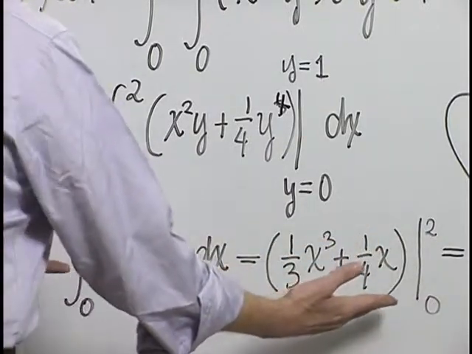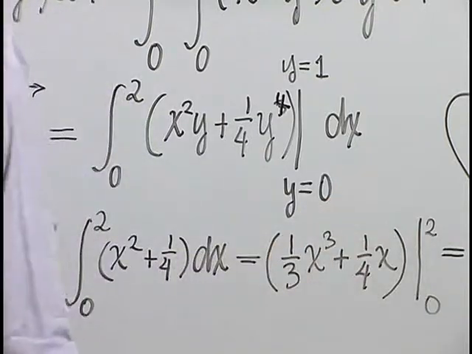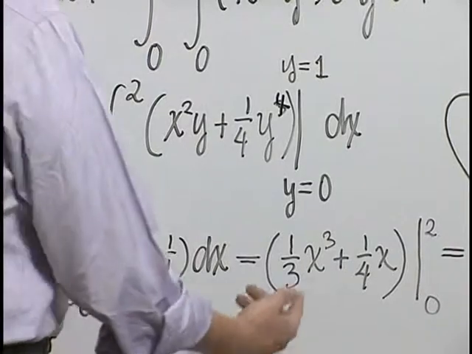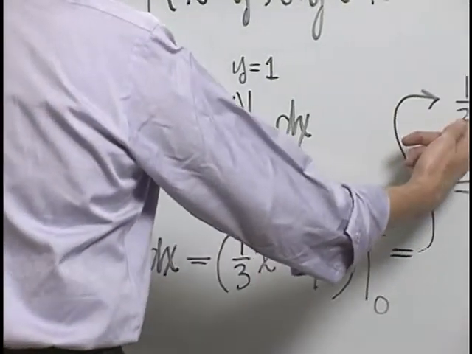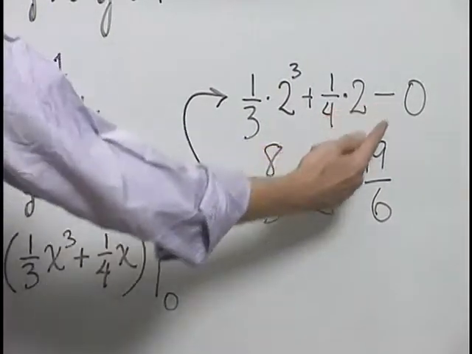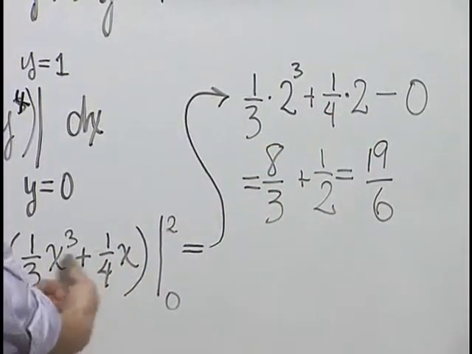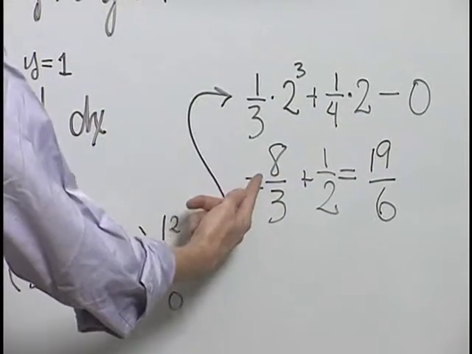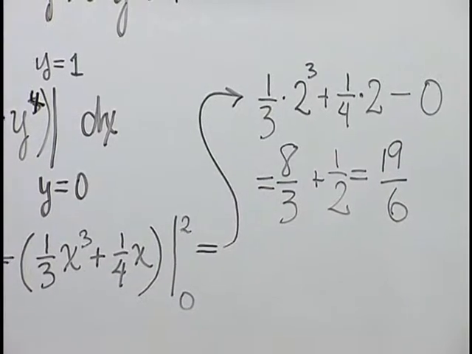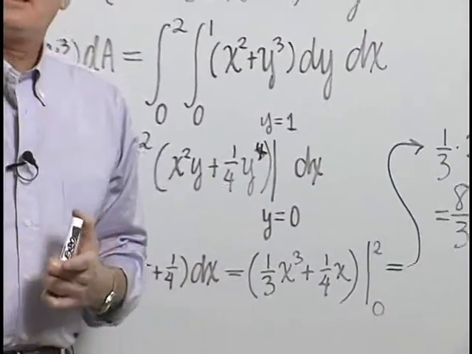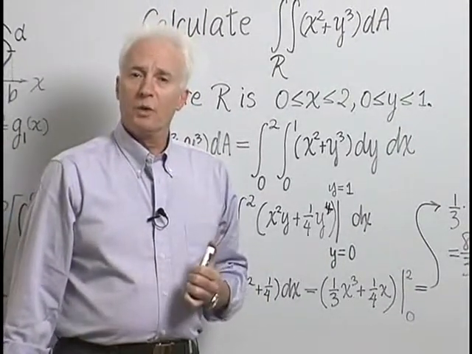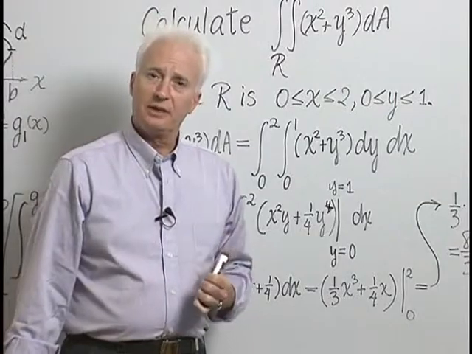And of course, we could put x equals 0 to x equals 2, but it's unnecessary now. We only have one variable left. So we put the upper value in, 1/3 times 2 cubed plus 1/4 times 2. Subtract what we get by putting in the lower value. Well, that's obviously 0. And so we have 8/3 plus a half, which is 19/6. And so that calculation has given us the value of the double integral. On the other hand, the double integral could be worked in the reverse direction. So let's look at that next.